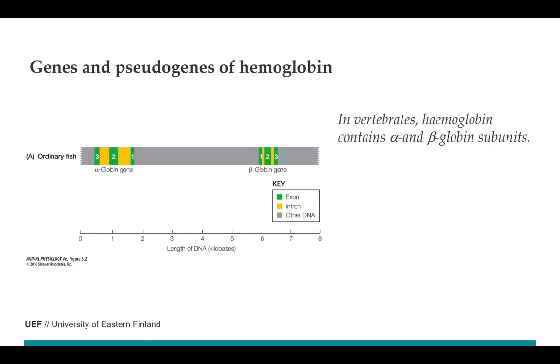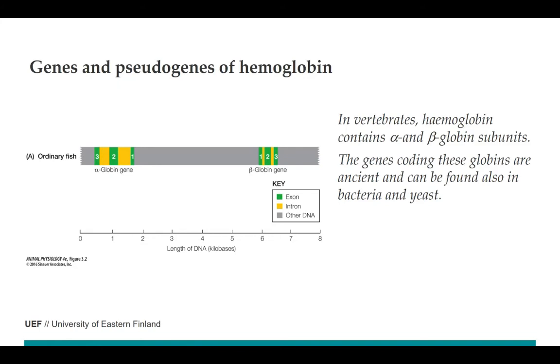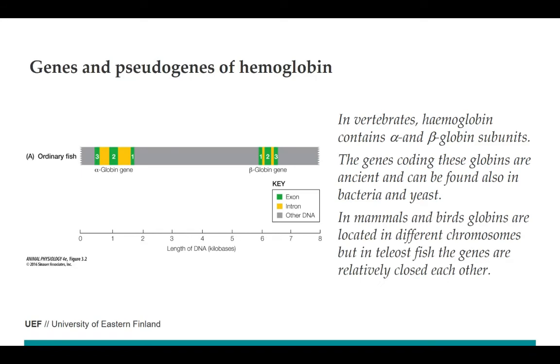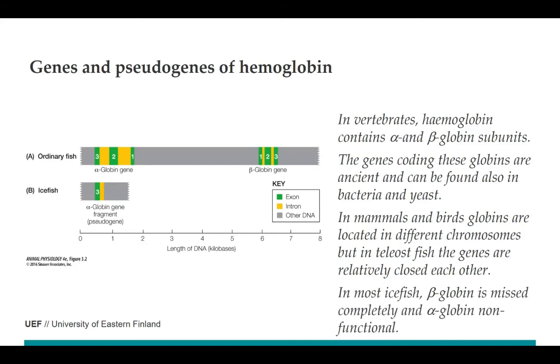They both contain 3 exons and 2 introns between them. These genes are very ancient. They can be found in bacteria, yeast, etc. In mammals, like me and you, we have beta globin and alpha globin on 2 different chromosomes, but in teleost fish, these genes are quite close to each other on the same chromosome. And in most ice fish, they don't have the beta globin gene at all, and the alpha globin only has exon number 3, making this gene completely non-functional.